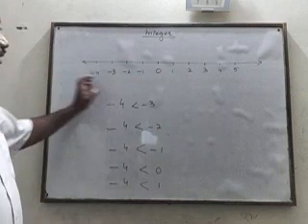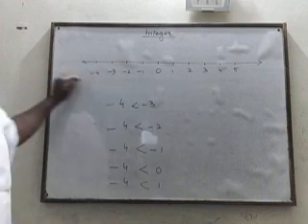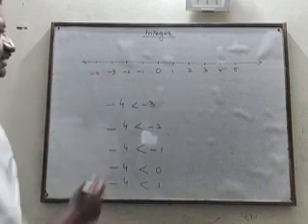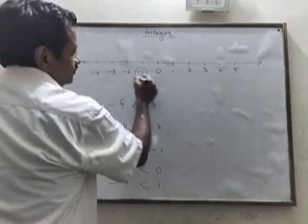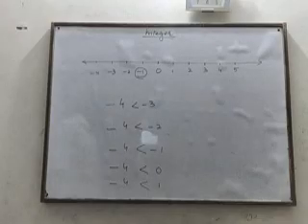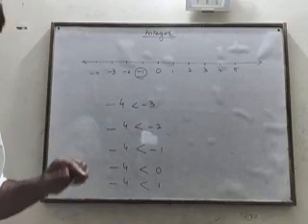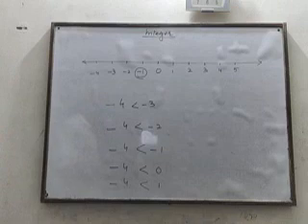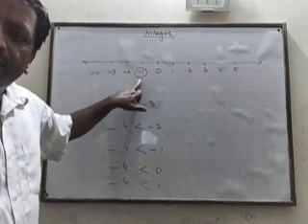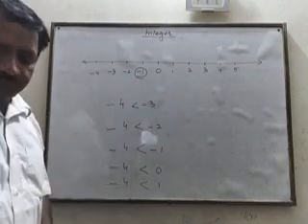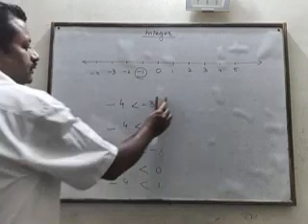So among all the negative integers, minus 1 is the greatest one.